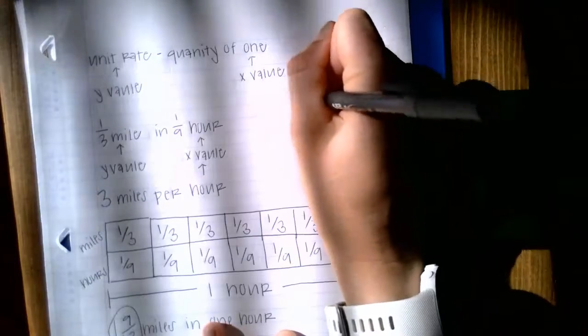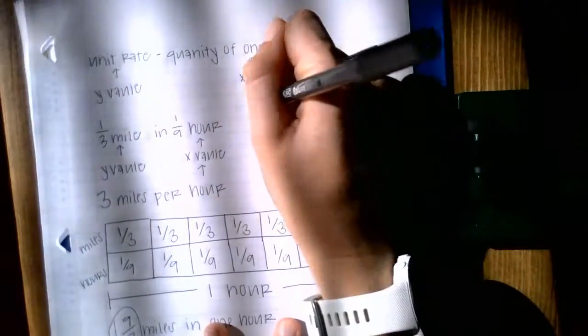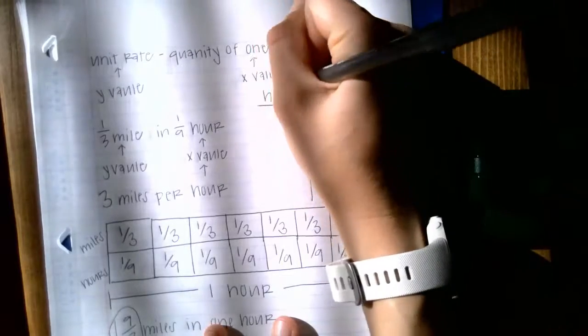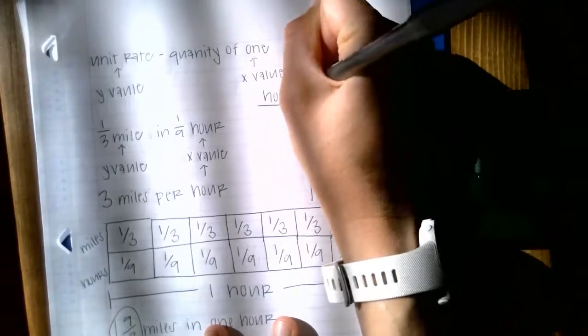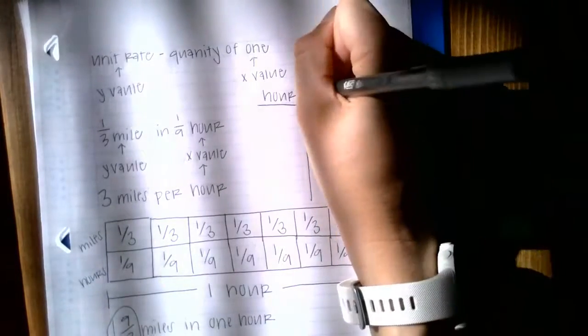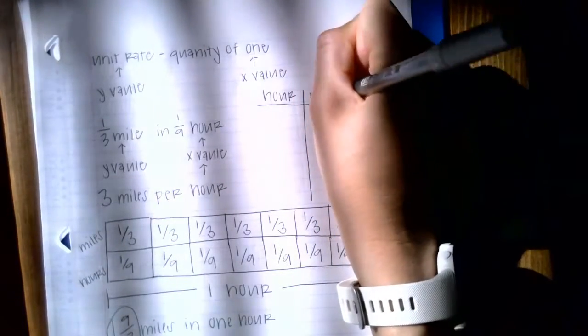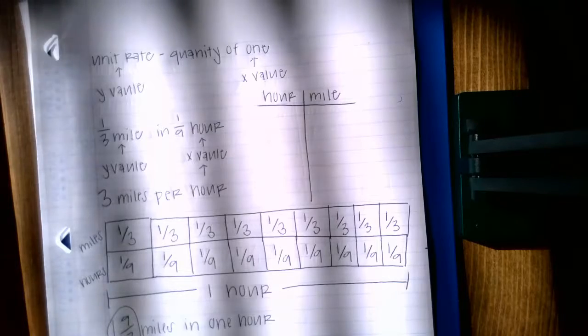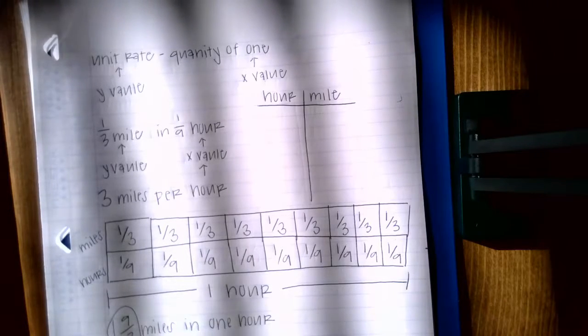And that second way, or my second favorite way to solve these, is to create a table. I 100% know that I have hours as my independent because the number of hours will change the distance that he is able to go. So the number of miles he goes depends on the number of hours.